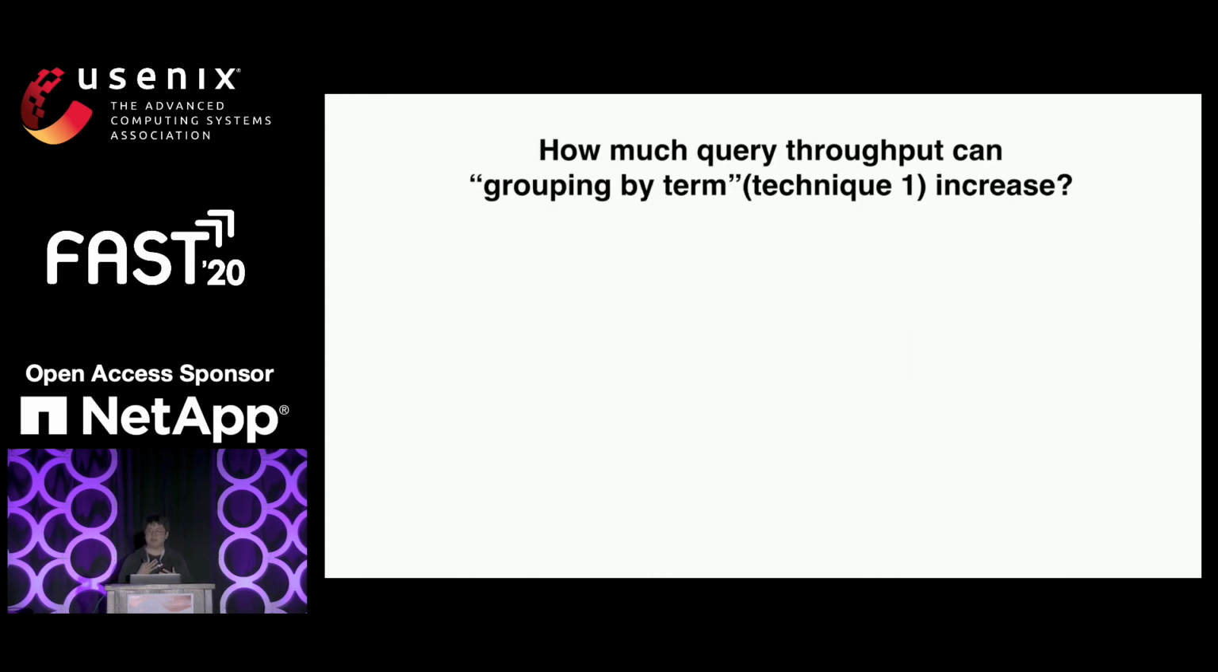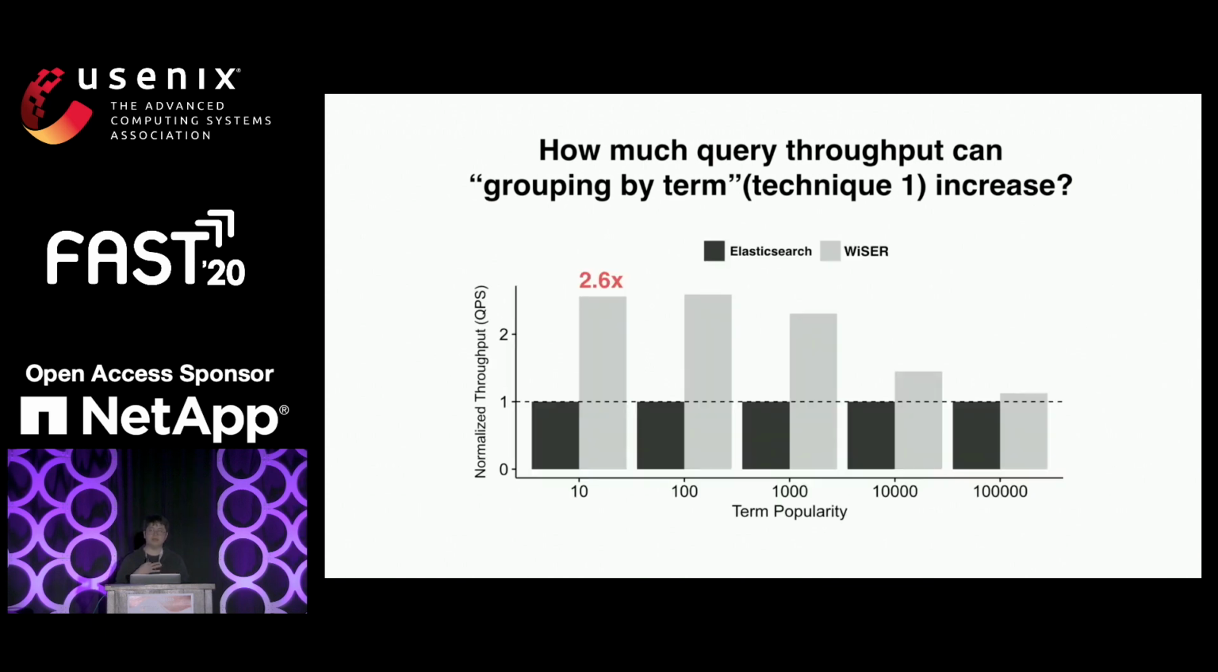Now let's see how much query throughput grouping by term can increase. This figure is the same as the one before, except that the y-axis is the throughput. We can see that grouping by term can increase the query throughput by 2.6 times. The improvement of the throughput is highly correlated with the reduction of the traffic. So if you put this figure and the previous figure on the same page, you'll see they are highly correlated.